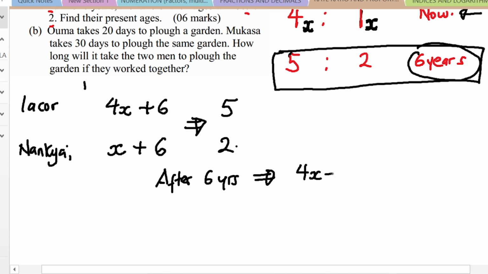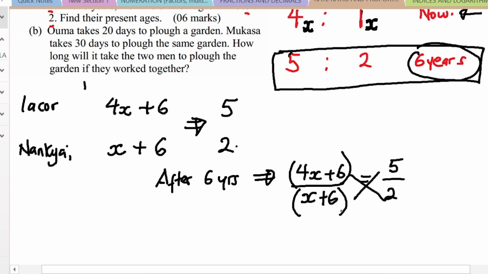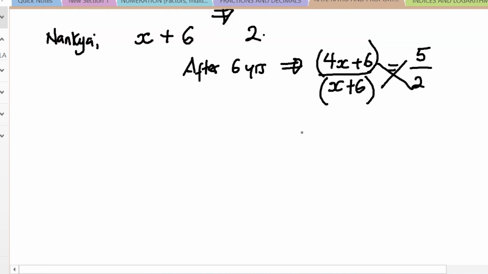It's going to be 4x plus 6, divided by x plus 6, equal to the ratio after 6 years, which is 5 over 2. So what we're going to do here is cross multiply so that we find the value of x, and that will help us answer the question. So this becomes 2 times (4x plus 6) giving us 5 times (x plus 6). So now let's get to it.